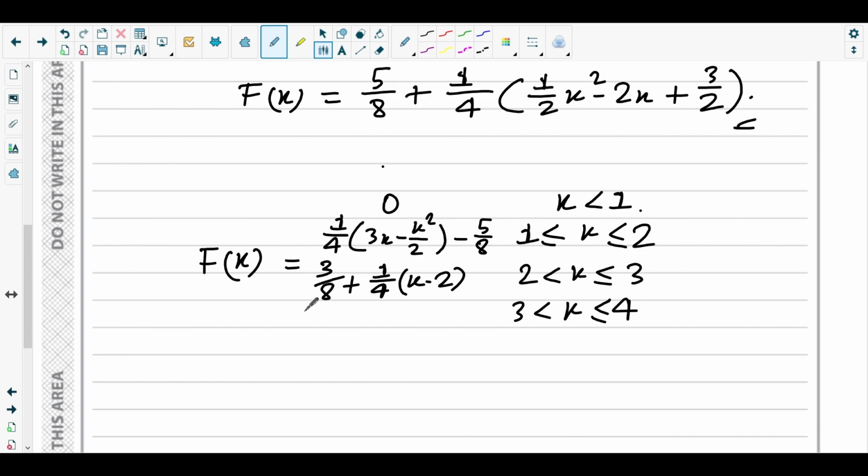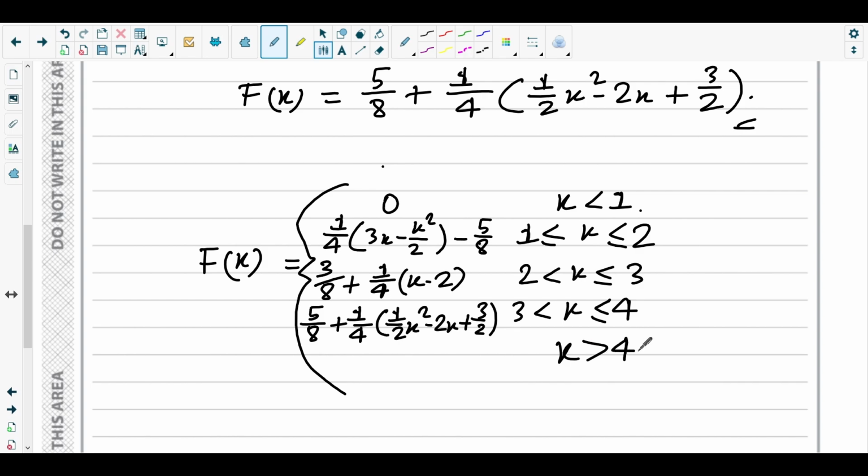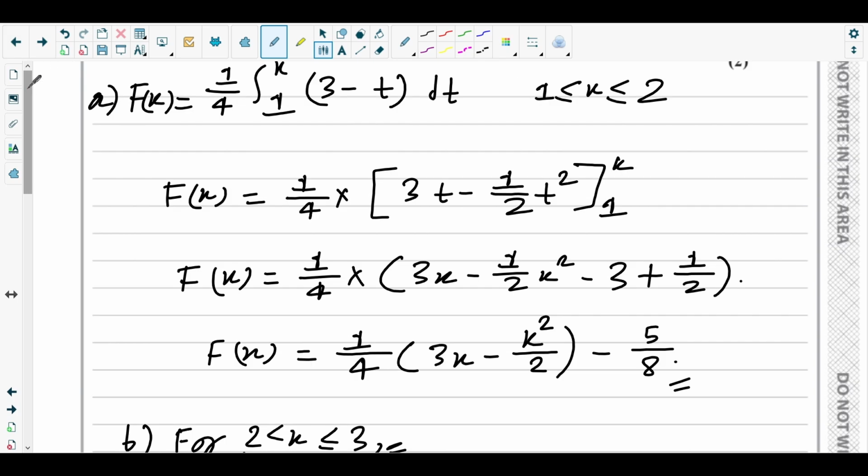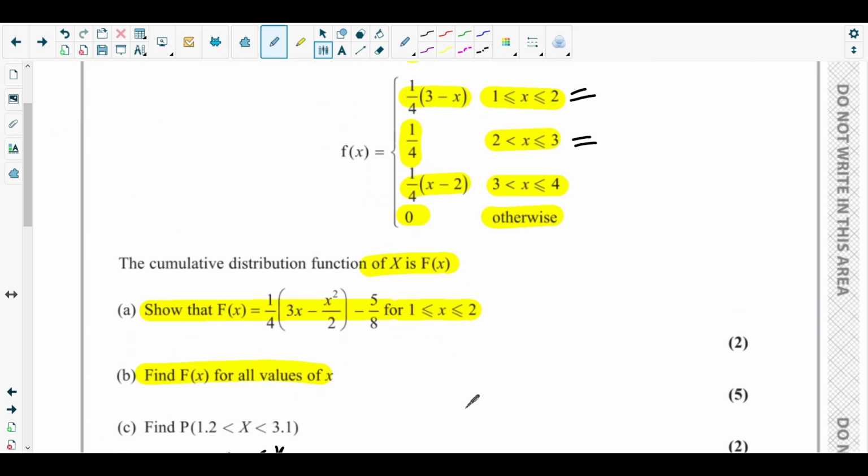This would be the function. So it would be 5/8 plus 1/4 times (half of x squared, minus twice x, plus 3/2). And at last, for x greater than 4, the cumulative probability is 1. That's it. So this is the cumulative distribution function that we have found for x, and that's the answer for part B.